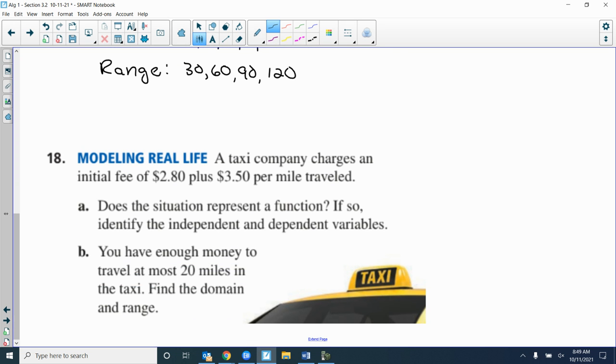Okay, does the situation represent a function? Well, can somebody drive 10 miles and get 2 different prices? No. So it is going to be a function. Independent and dependent. Independent is going to be the number of miles traveled. Dependent is going to be the total cost.